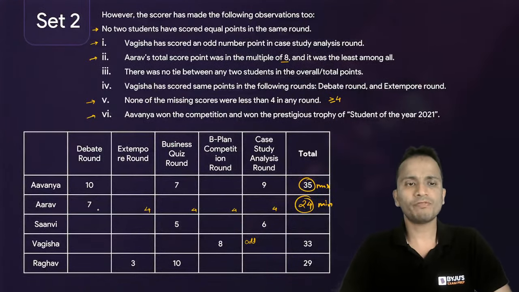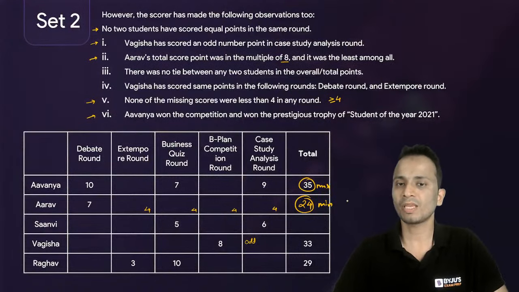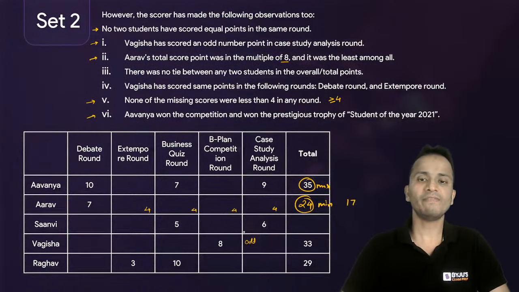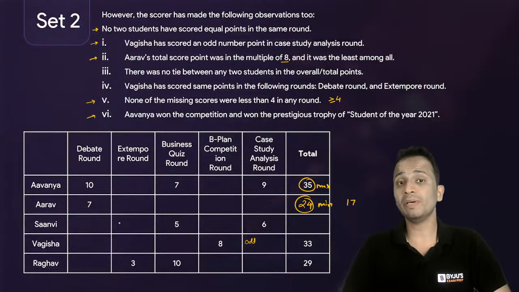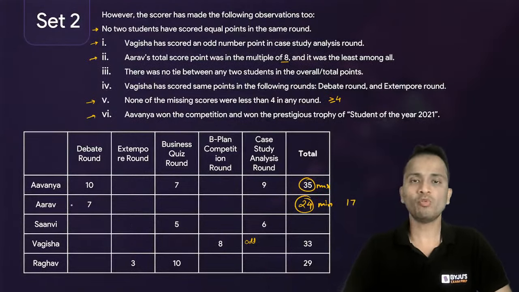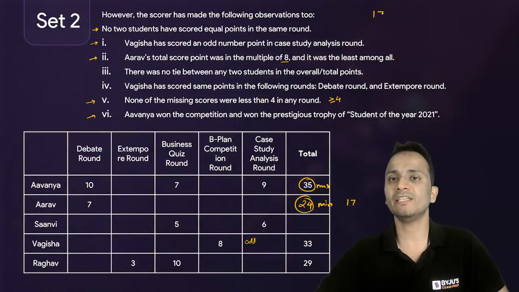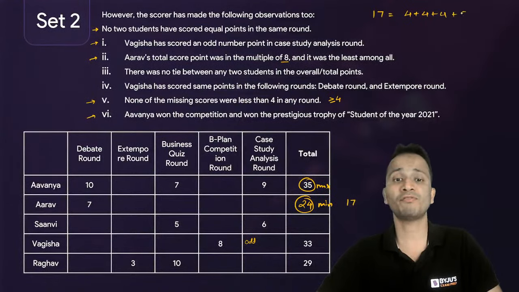Now look at the score of Arnav. 7 and then none of these values are given and the sum should be 24. So 24 minus 7 is 17. Okay, 17 is for Arnav in the remaining 4. Now, since each of these should have a minimum value of 4. So for Arnav, how can I make 17? 17 can be made in only one possible way. 4 plus 4 plus 4 plus 5.